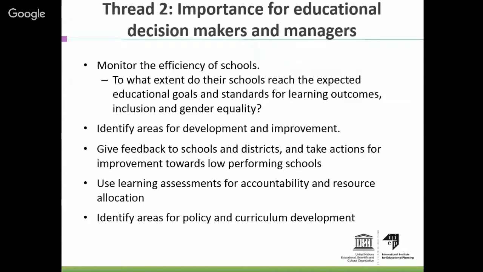Also, for decision makers to identify areas for development and for improvement, to give feedback to schools and districts and take actions for improvement towards low-performing schools, and to use learning assessments for accountability and resource allocation. And finally, to identify areas for policy and curriculum development.